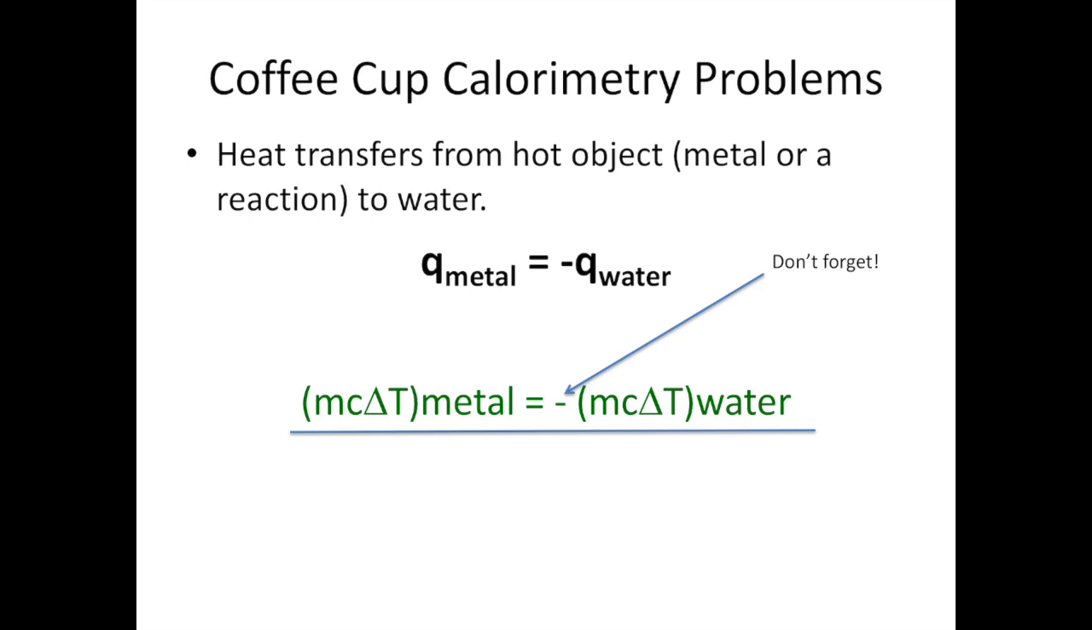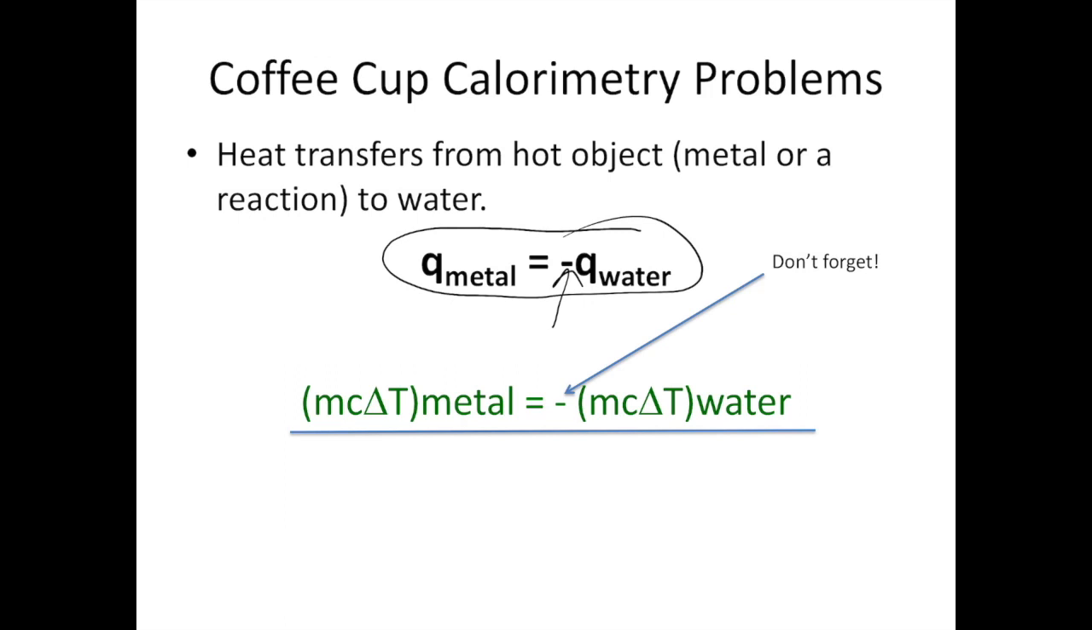Okay, so the equation that we're going to use is this one. Q metal is going to be equal to negative Q water. This is the way that it is notated in the book and in most books.